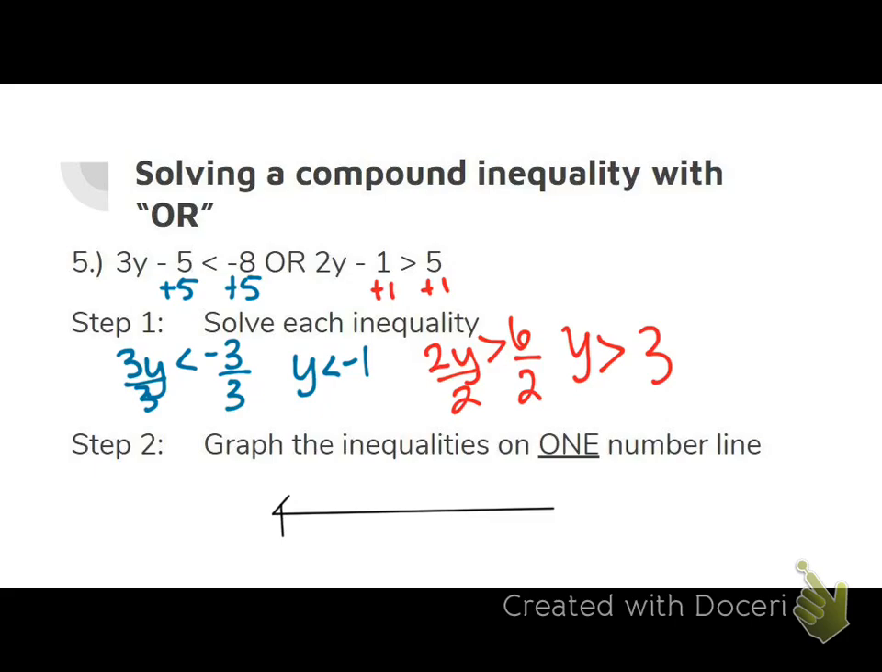We need to make sure our number line has a negative 1 and a 3 on it. 0, 1, 2, 3. So let's start with y is less than negative 1. Open or closed at negative 1? Open, shaded to the left. And I'm going to go ahead and just shade on there right away. We don't have to worry about an overlap this time. When we go to y is greater than 3, are we open or closed? Open again. This time we shade to the right for greater than.